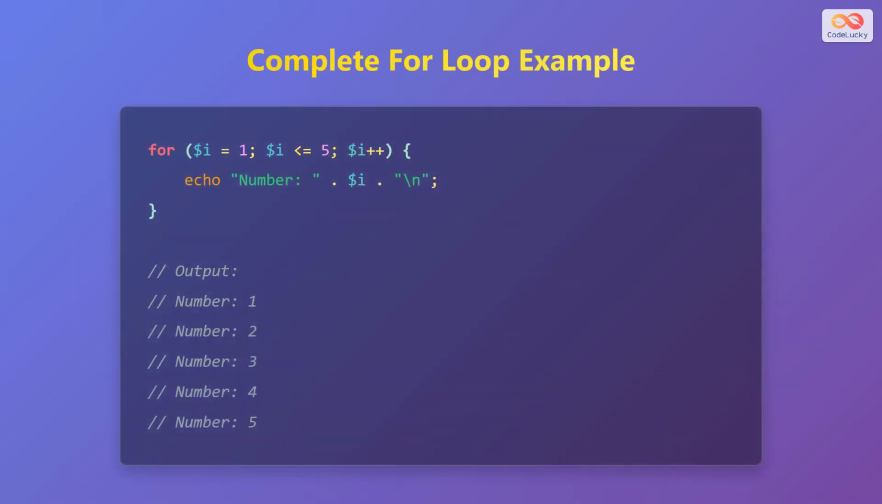Let's look at a complete for loop example. The code shows a for loop that initializes a variable $i to 1, continues as long as $i is less than or equal to 5, and increments $i by 1 after each iteration. Inside the loop, the echo function prints the string "Number" followed by the value of $i and a new line. The output shows Number 1, Number 2, Number 3, Number 4, and Number 5, each on a new line.